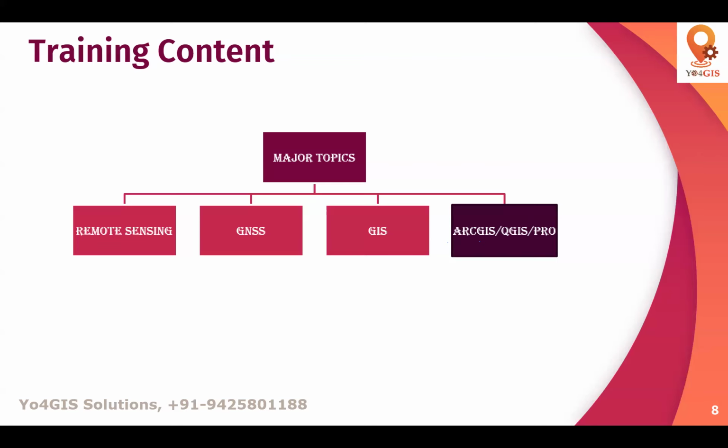After that, we are going to discuss GIS. We will discuss GIS in depth, and after that we will come to the software. As I told you, we are going to discuss ArcGIS and QGIS. When we start work on ArcGIS and QGIS, we can see if you or the majority of the people are interested in ArcGIS Pro, then we will go with ArcGIS Pro and QGIS.